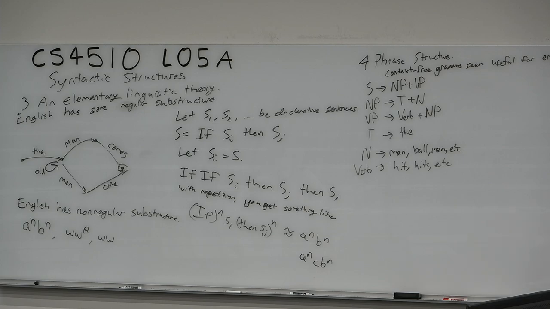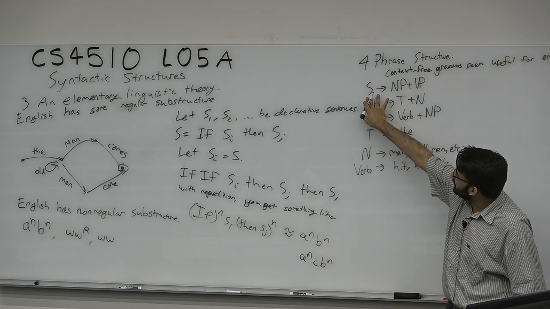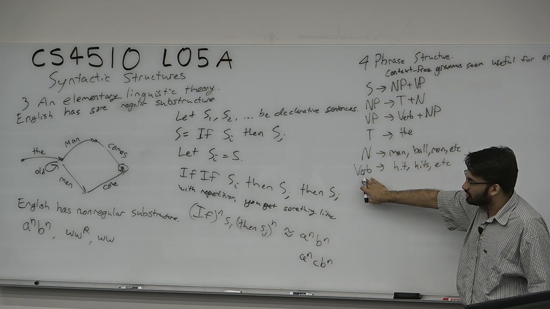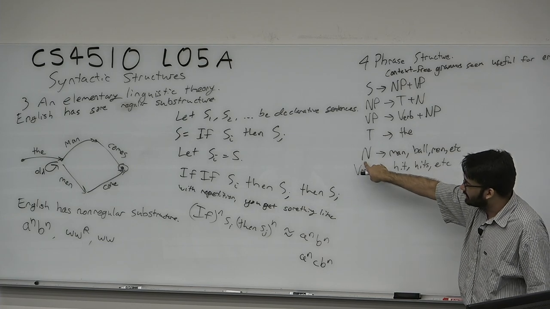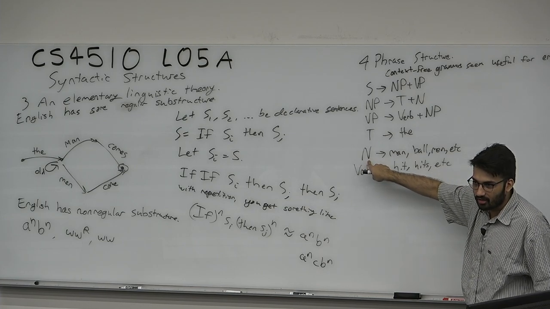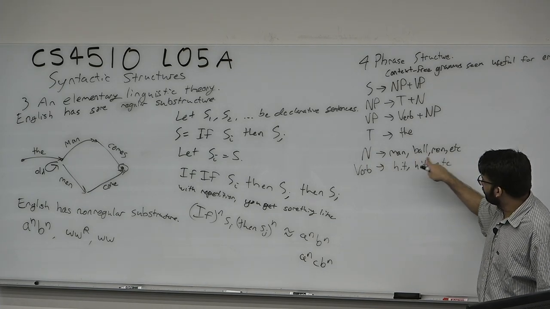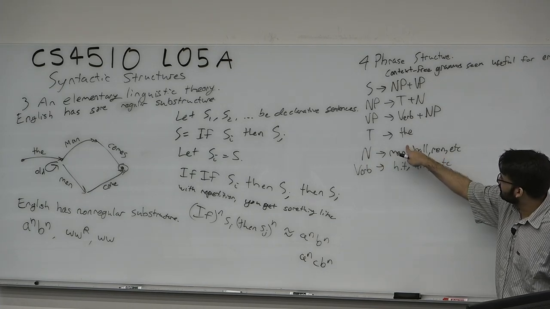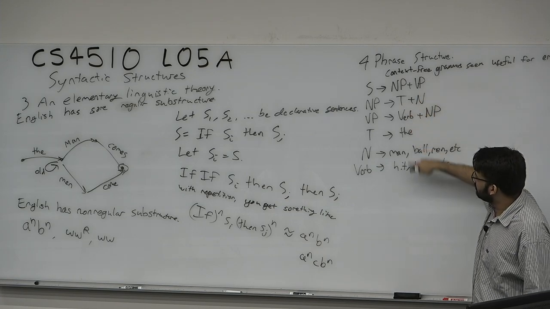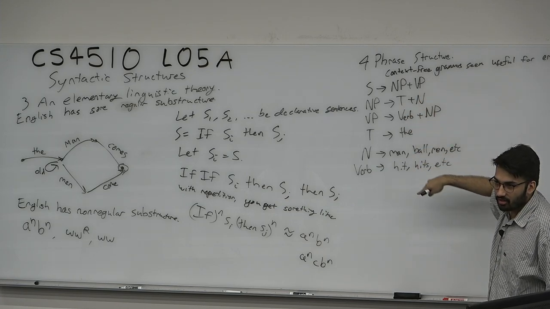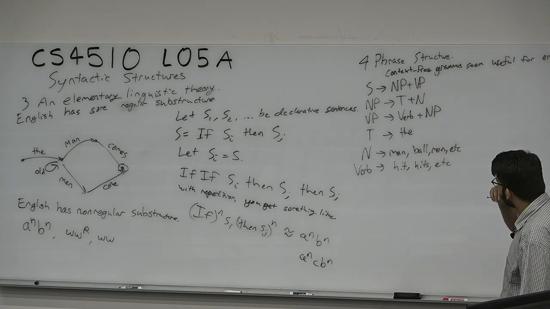This is a context-free grammar. Why is this context-free? The left-hand sides of all the rules are single non-terminals. A sentence cannot contain this N. This N is an object. It's not an actual sentence. The sentence is the words, right? So man, ball, men, hits, the, and so on. And the right-hand side is a combination of terminals and non-terminals. So this is a context-free grammar for some subset of English.